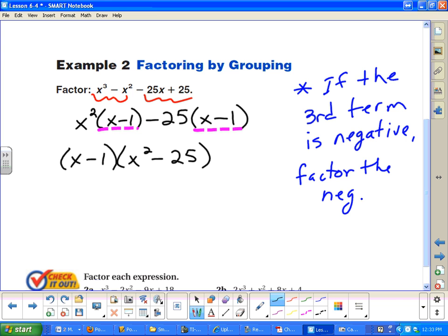And this is the reason why I had you do all that factoring too, a little bit of practice of it, including the difference of 2 squares, because when we're factoring by grouping, there's going to be a lot of times you're going to have the difference of 2 squares. And so this is x minus 1 times x plus 5 times x minus 5. And that would be our answer.